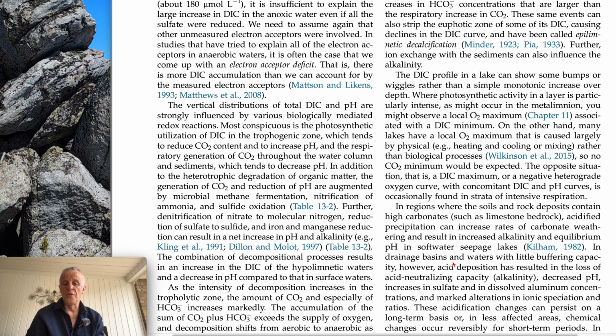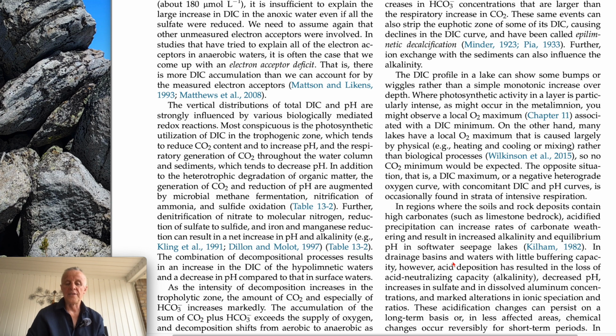The vertical distribution of total DIC and pH are strongly influenced by various biologically mediated redox reactions. Most conspicuous is the photosynthetic utilization of DIC in the trophogenic zone, which tends to reduce CO2 content and to increase pH, and the respiratory generation of CO2 throughout the water column and sediment, which tends to decrease pH. In addition to the heterotrophic degradation of organic matter, the generation of CO2 and reduction of pH are augmented by microbial methane fermentation, nitrification of ammonia, and sulfate oxidation.